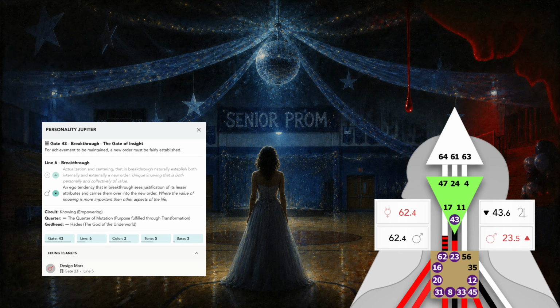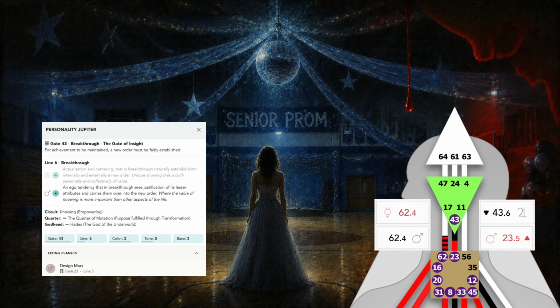The 6th line also carries a detriment quality associated with Mars, where the ego can use its insight to justify its lesser attributes and drag those into whatever new order it establishes. There is a tendency to let the value of knowing override everything else in life. King has written openly about his years of alcoholism and drug addiction, periods where his brilliance as a knower coexisted with serious self-destruction. The 43.6 detriment warns exactly about this, carrying the old mess into the new breakthrough instead of letting the mutation clean house.